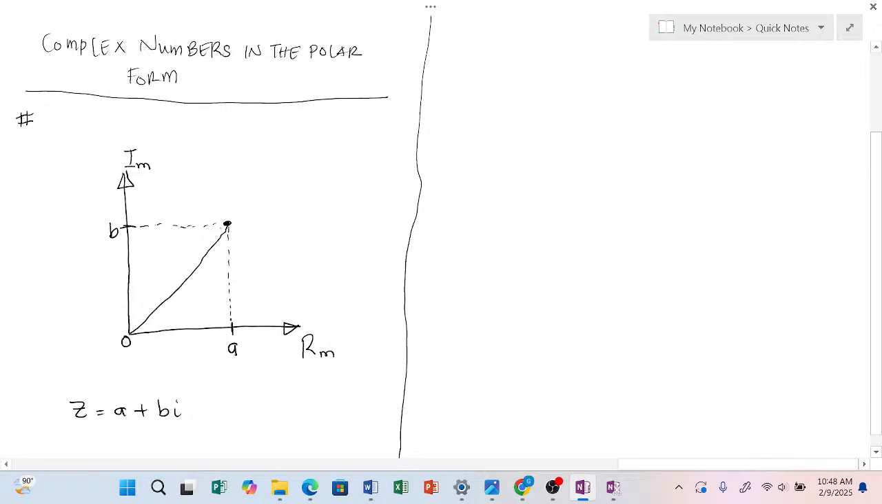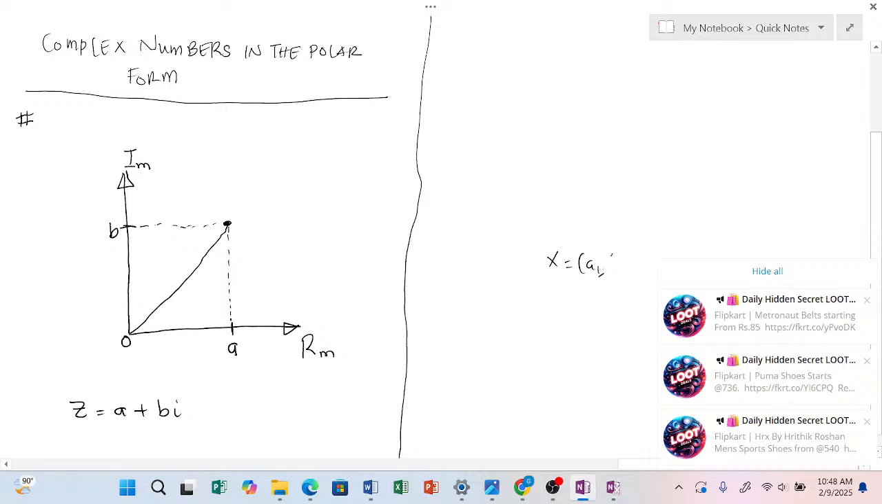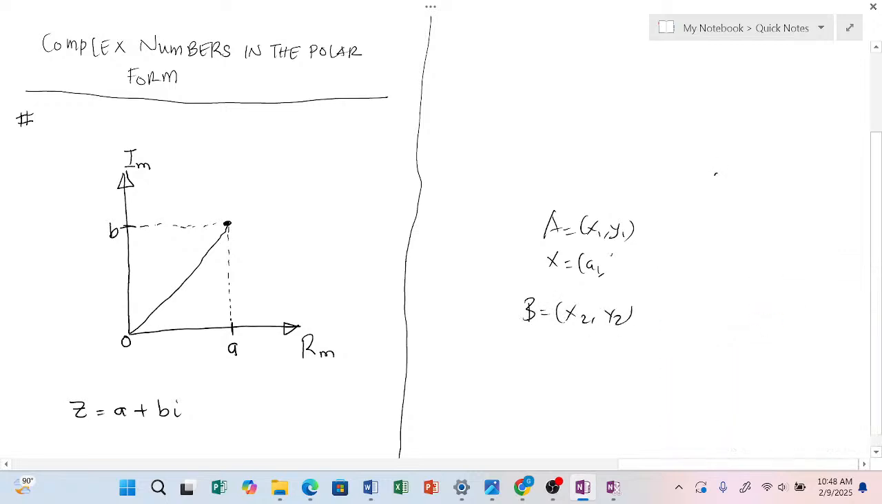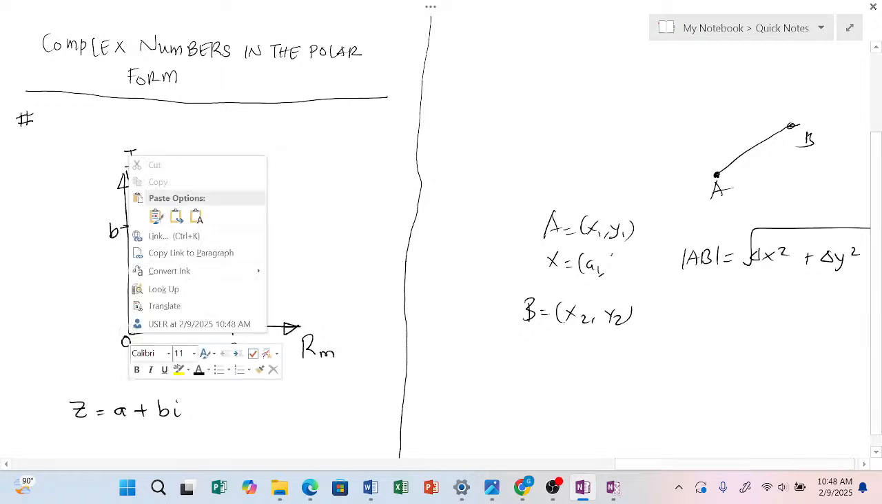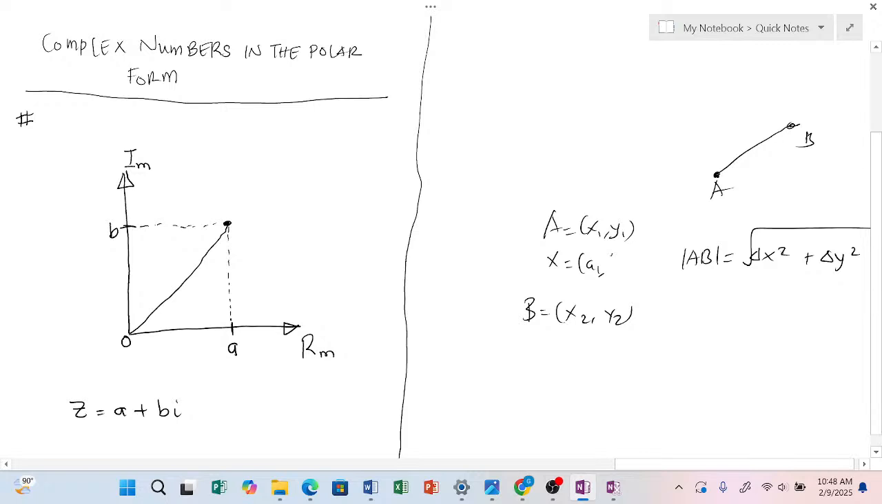JHS, linear graph. Remember, we find the length of a line passing through 2 points? So if I have A is equal to x1, y1, and I have B is equal to x2, y2, this point A, point B, and I want to find the length of this line, the length AB is equal to the square root of change in x squared plus change in y squared. But here, our first point is the origin, so it's 0, 0. Have you seen that? 0, 0.